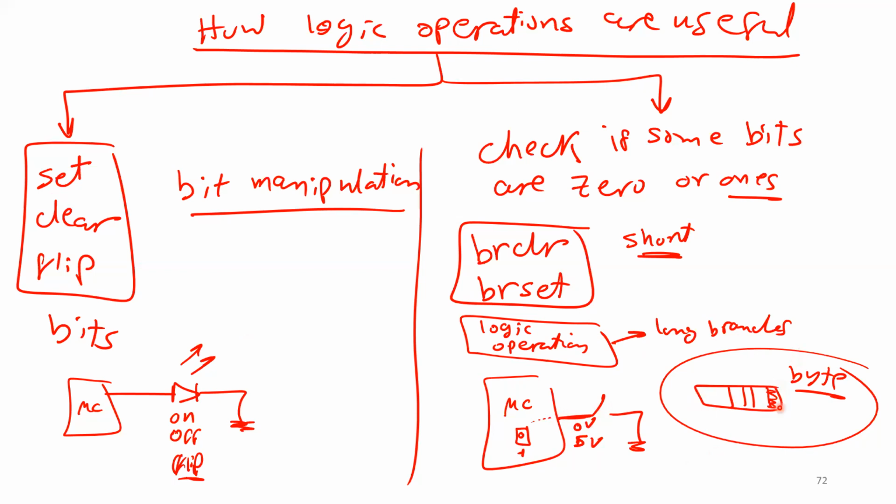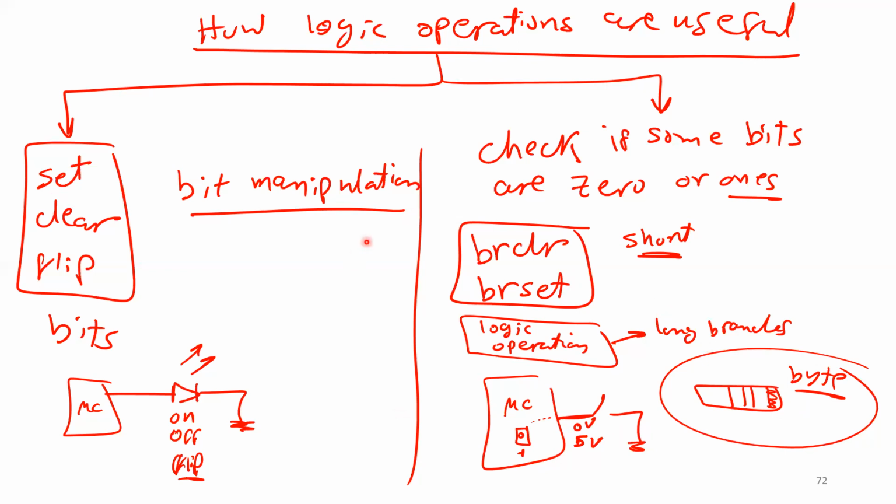If you have a byte, can you check some bits here? Okay, so I don't care about these bits. I only want to check this bit, if it is 1 or 0. And then if it is 1, I'm going to do something. If it is 0, I'm going to do something else. Because if it is 1, that means the switch is open, so the user wants to do something. If it is 0, that means the switch is connected, so the user wants to do something else.